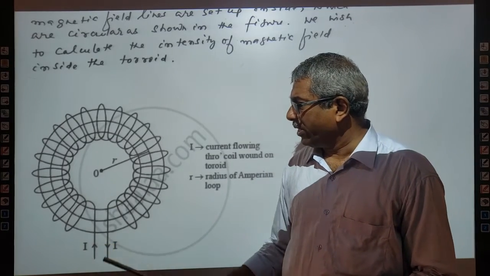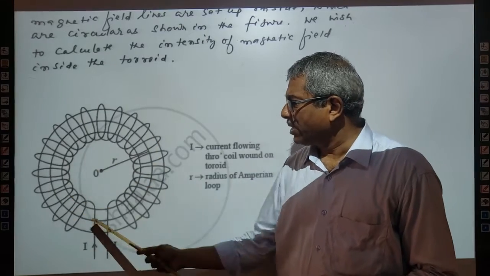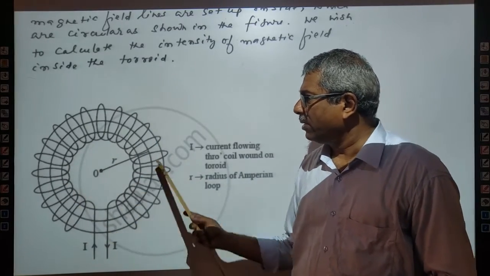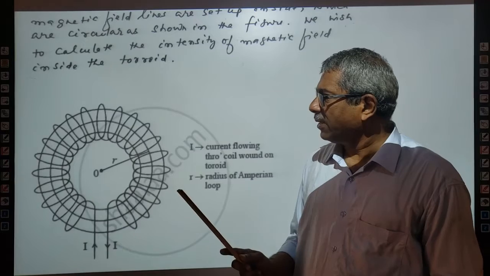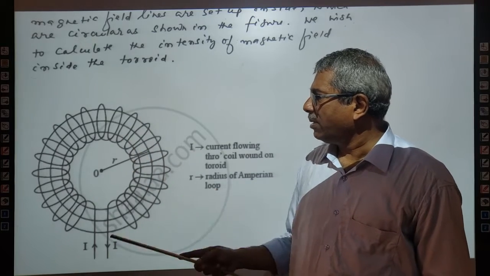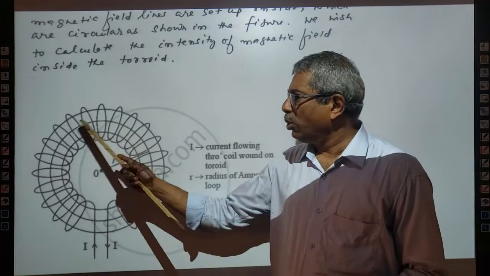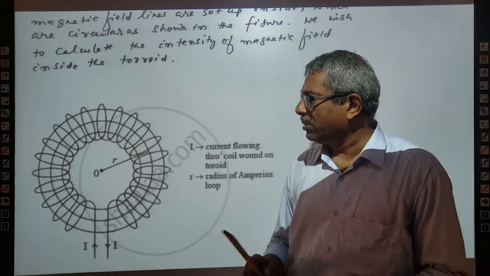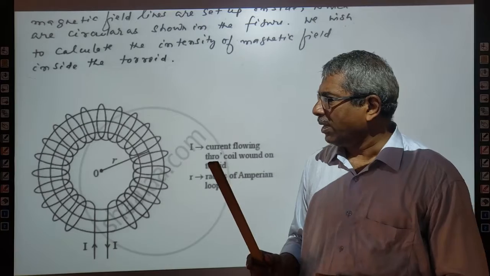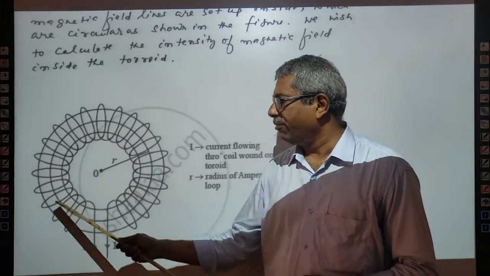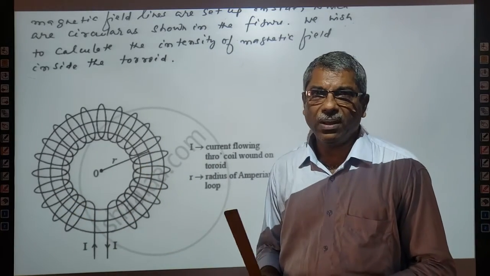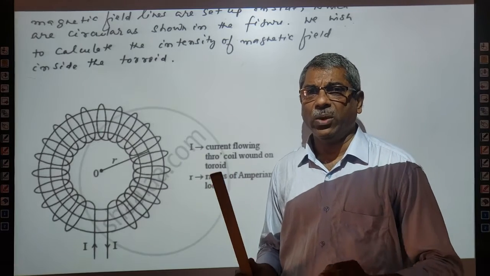When current flows through this, magnetic field lines are produced inside. That is set up inside. So many lines of force are there, this 1, 2, 3, etc. We can fix one of the magnetic lines of force as a closed path, because we now wish to calculate the intensity of magnetic field inside a toroid using Ampere's circuit law.